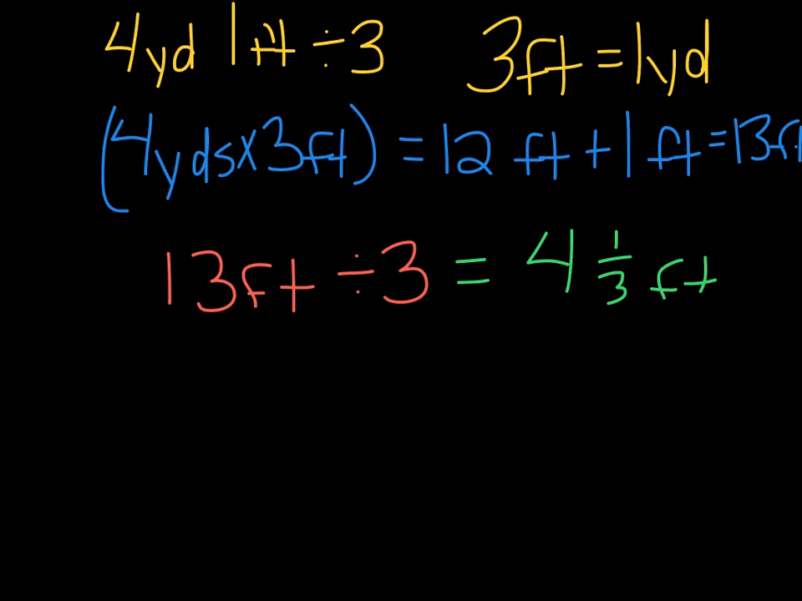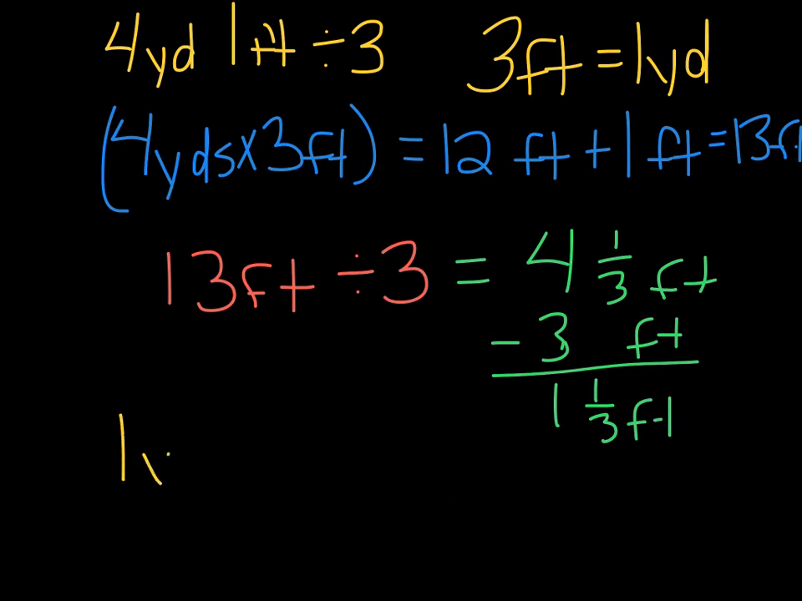So I have 4 feet. I know I can take out 1 whole yard. So if I take out 1 whole yard, that's minus 3 feet. And I'm left with 1 1/3 feet. So I have 1 yard now that I've pulled out. And then I have 1 foot. And then I have 1/3 of a foot. Well, 1/3 of a foot is 4 inches. So 1 yard, 1 foot, 4 inches. All right, I hope that's what you were able to get as well.